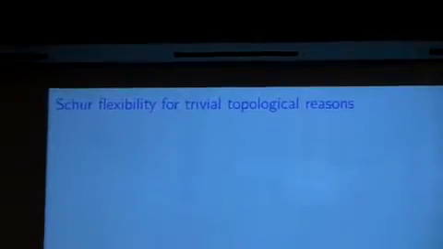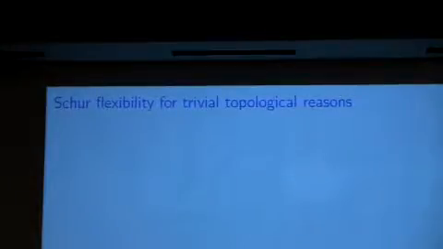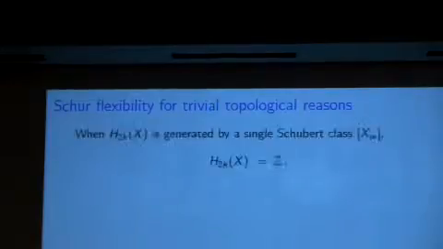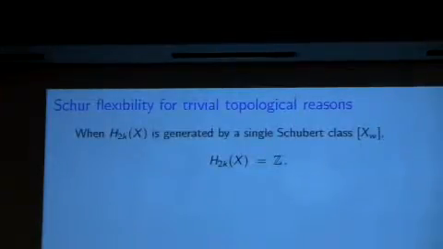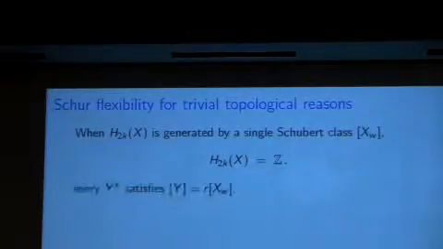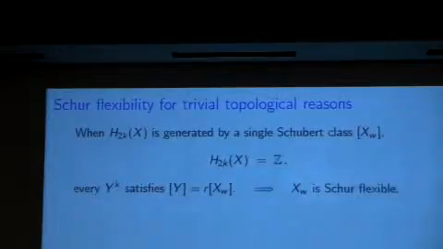All right, now some of these Schubert varieties are going to be flexible for trivial topological reasons, and we won't worry about them. We'll just shuttle them off to the side. And this trivial topological reason is that sometimes the homology in real dimension 2k will be generated by a single Schubert variety. And if it's generated by a single Schubert variety, then any variety of dimension k will have homology equal to a multiple of that Schubert variety. So the variety X sub w is certainly Schur flexible.